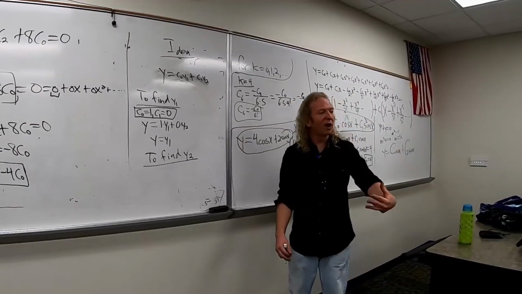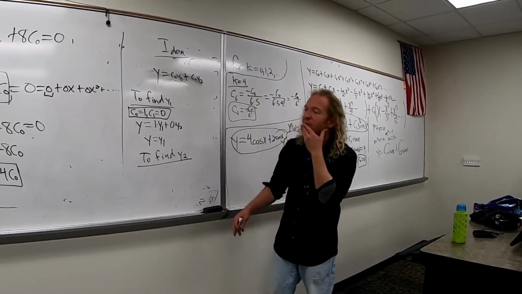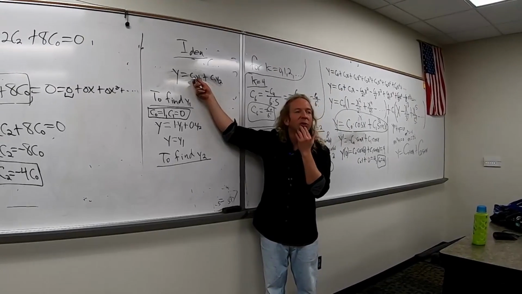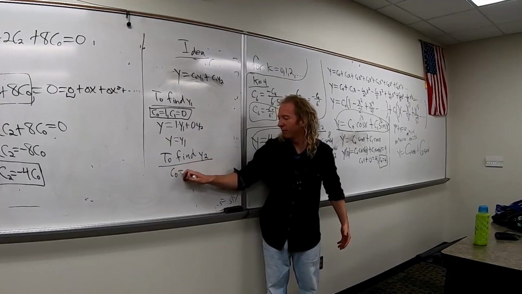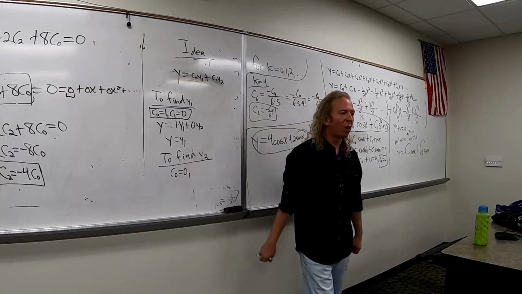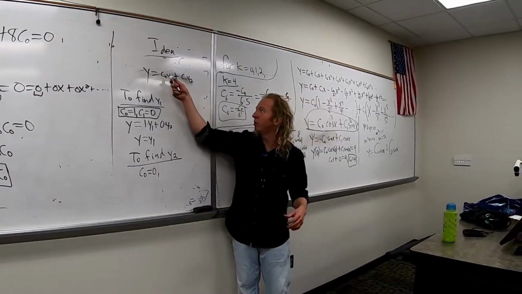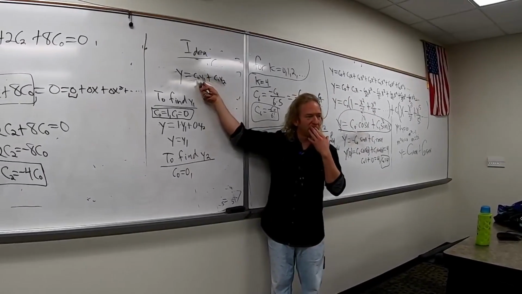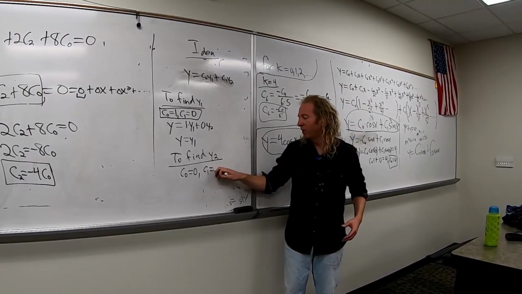And to find y2, it's very similar. So let's see, we would have to make c0 equal to 0. And then what would c1 have to be to find y2? C1 would be 1. That means you get it.